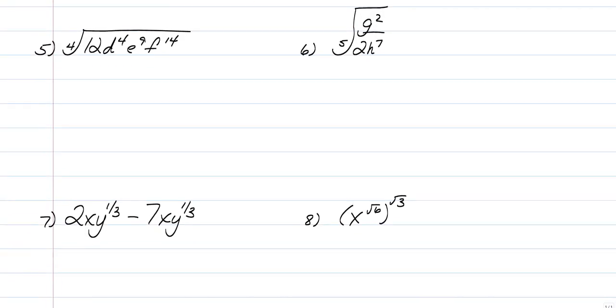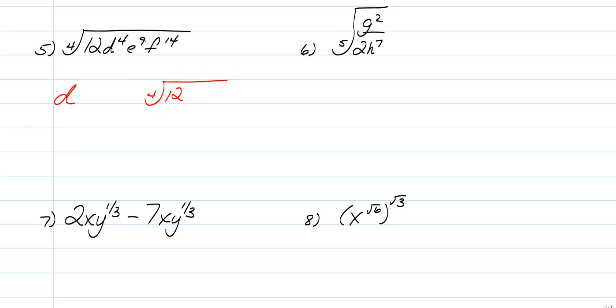Okay, number 5. This is the 4th root. So we really can't take the 4th root of 12. So that's not going to go anywhere. That's going to be left inside. But how many times does 4 go into 4? Once. So we can immediately take out a d. And there's no d's left over that we need to keep inside. So we're just going to have the 4th root of 12.